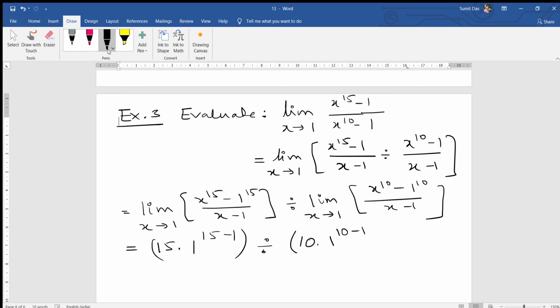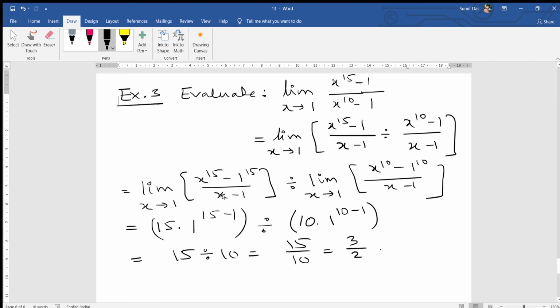10 minus 1. Okay, so now obviously 1 to the power 14 will be 15. It will be 15 divided by 10. So the answer will be 15 by 10, which is 3 by 2. Okay, 3 by 2. Fine.